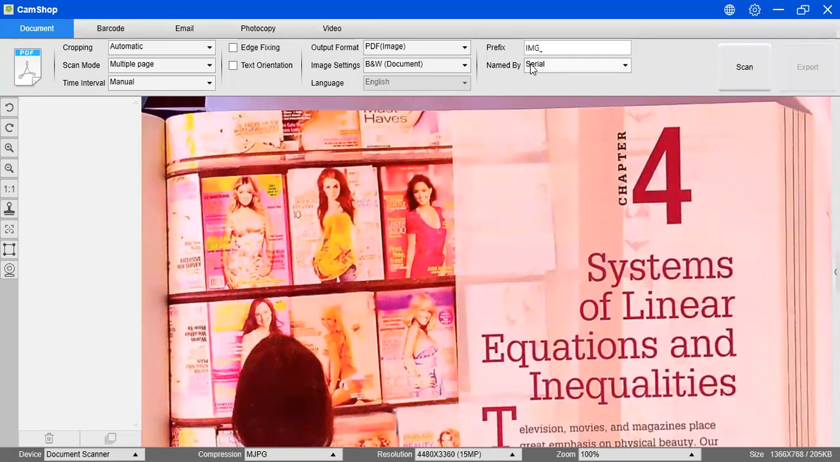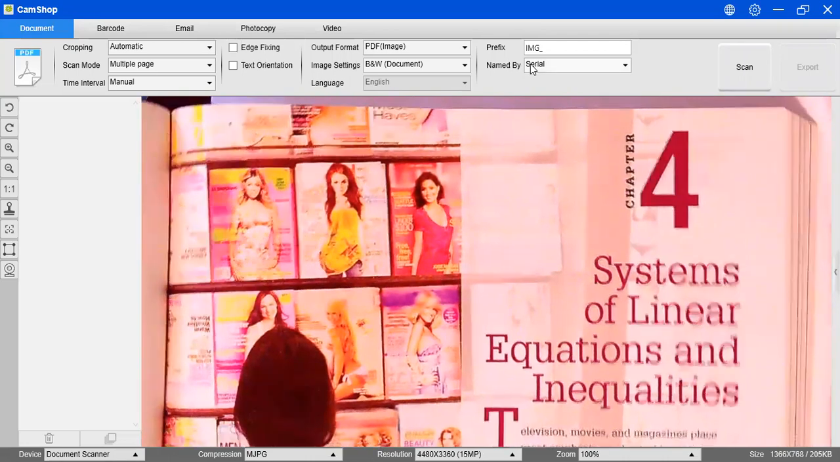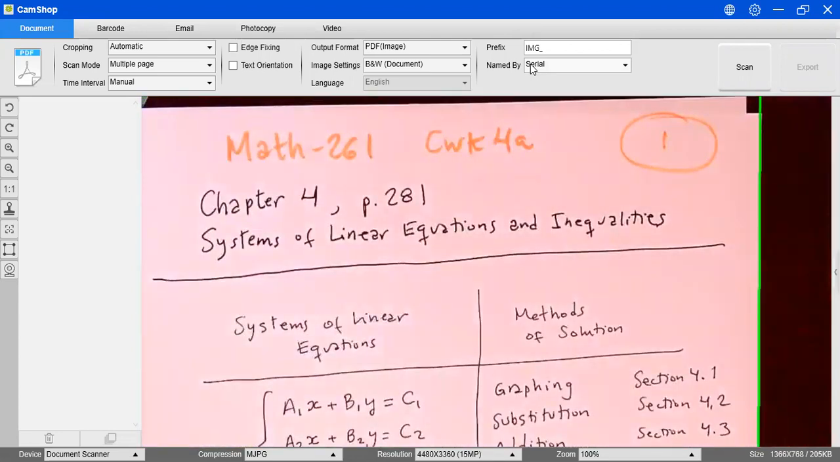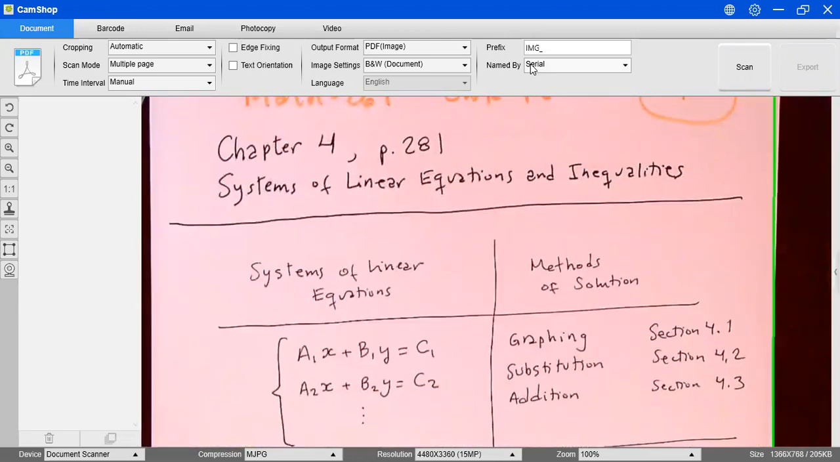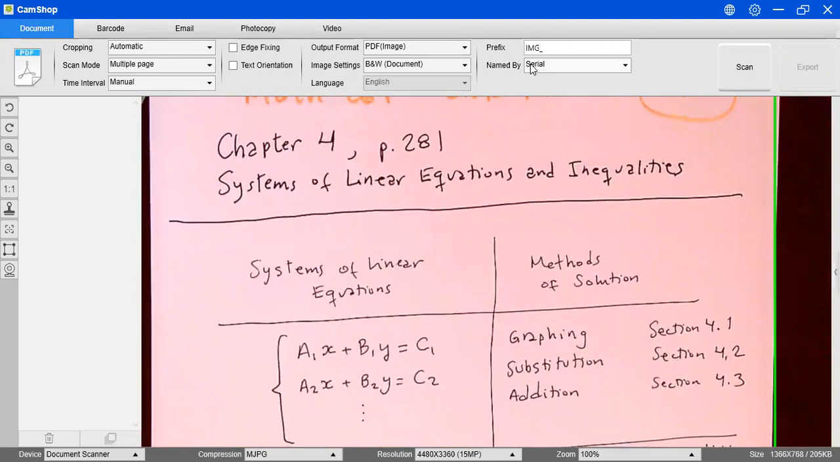We're going to start chapter 4. This chapter is about solving a system of linear equations and also solving a system of linear inequalities. So for this chapter, we're going to need to know that the system of linear equations is just a set of two or more linear equations.